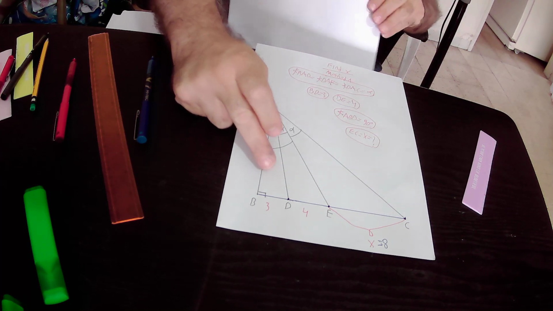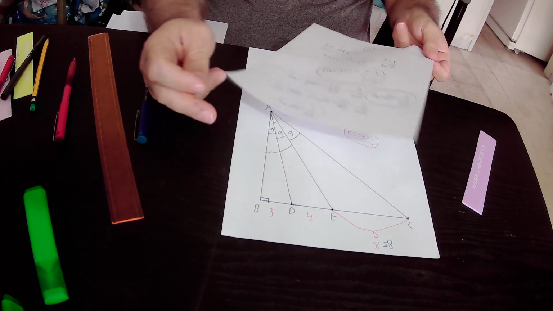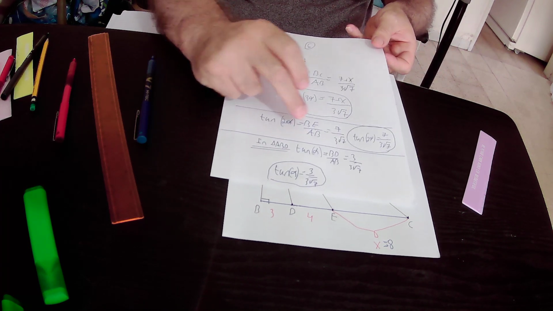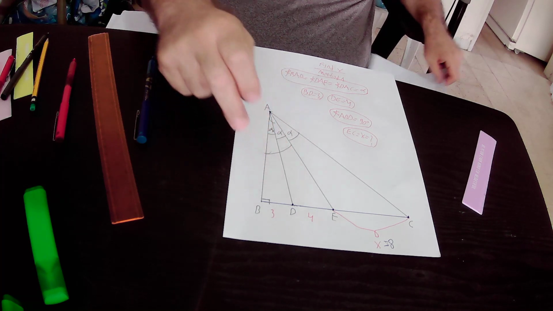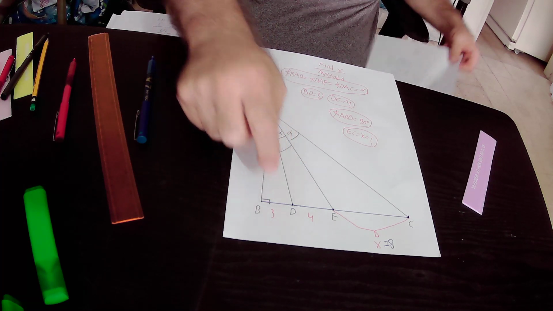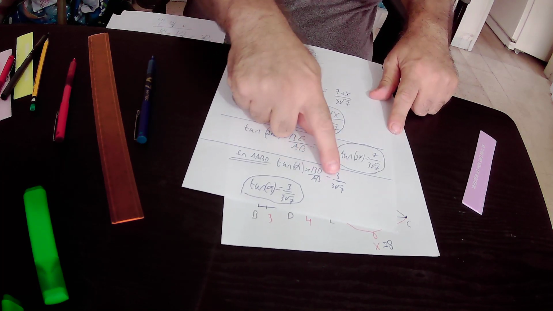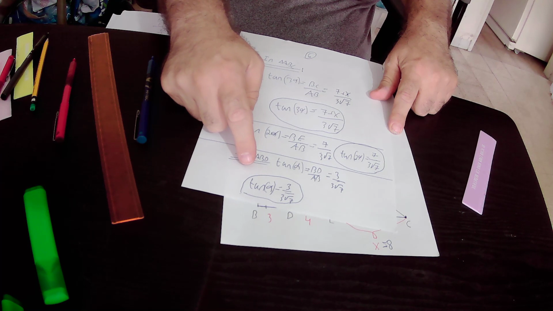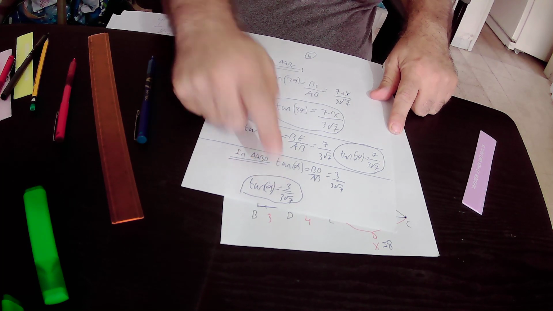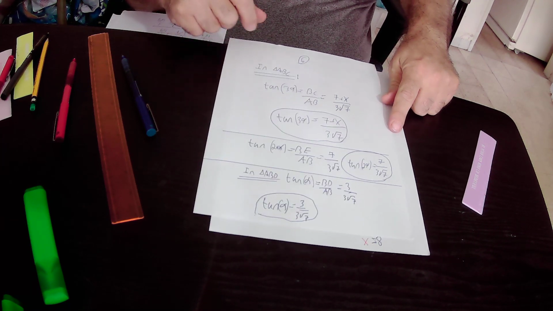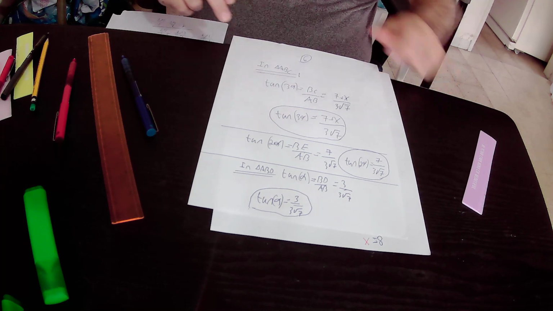Then we focused on the right triangle ABD. In the right triangle ABD, we know that tangent alpha equals DB over AB, but we know that DB equals 3 units and AB equals 3 times root 7. So in total, tangent alpha equals 3 over 3 times root 7. So we found the values of tangent alpha, tangent 2 alpha, and tangent 3 alpha.